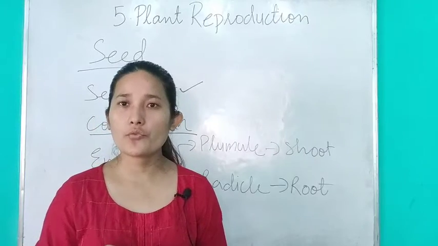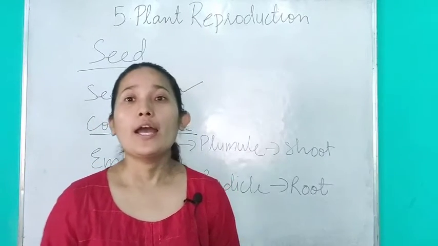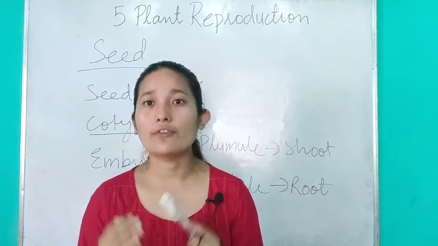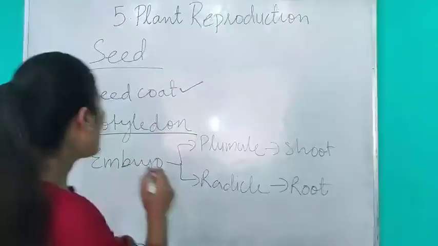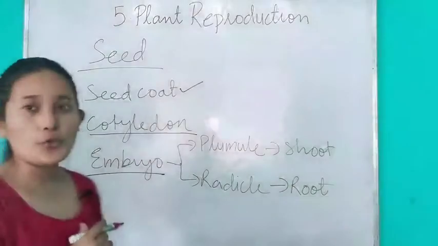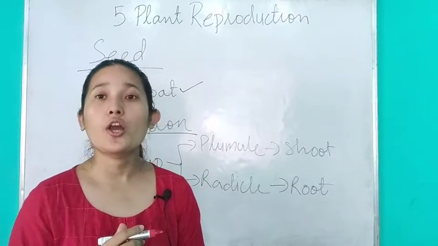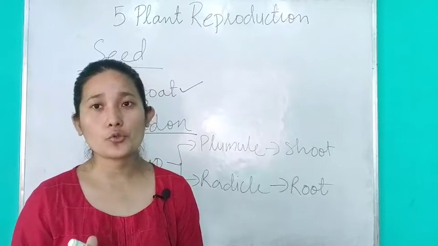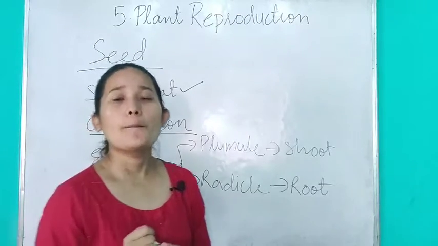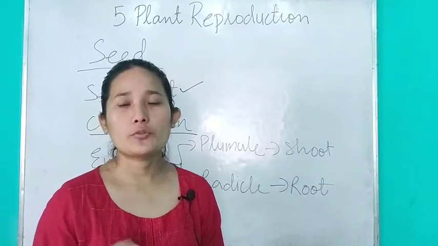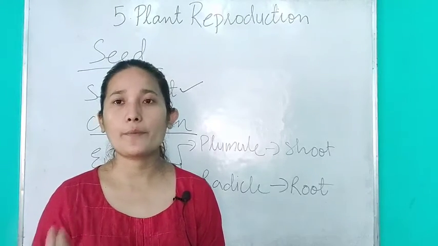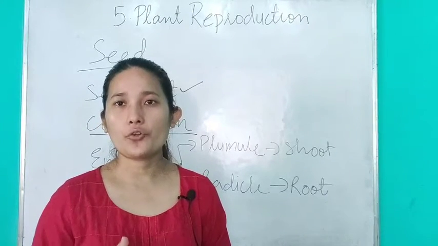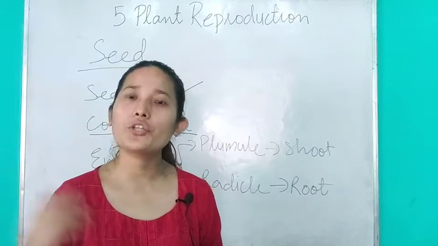Now what's the function of a cotyledon? It provides food and nutrients to the baby plant which is present inside the seed. That baby plant present inside the seed is referred to as the embryo. The embryo is a small baby plant which later on, after germination, will give rise to a new plant. So food is provided to the embryo by the cotyledon, because you know that the embryo is not capable of undergoing photosynthesis. Till it becomes capable of preparing food for itself, the food is provided to it by the cotyledon.